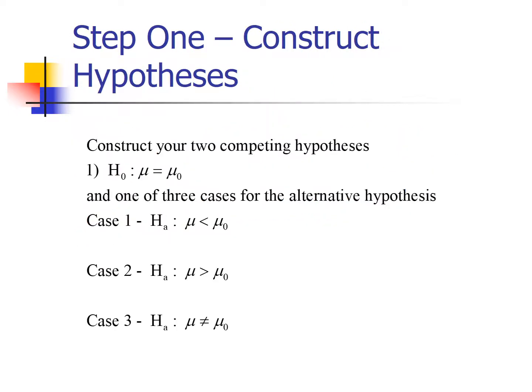So step 1, construct your hypotheses. Remember, the null hypothesis is always a statement of equality. It's always that the mean is equal to some number. That number is our hypothesized mean. And just like we talked about before, there's 3 cases for what the alternative hypothesis might be.